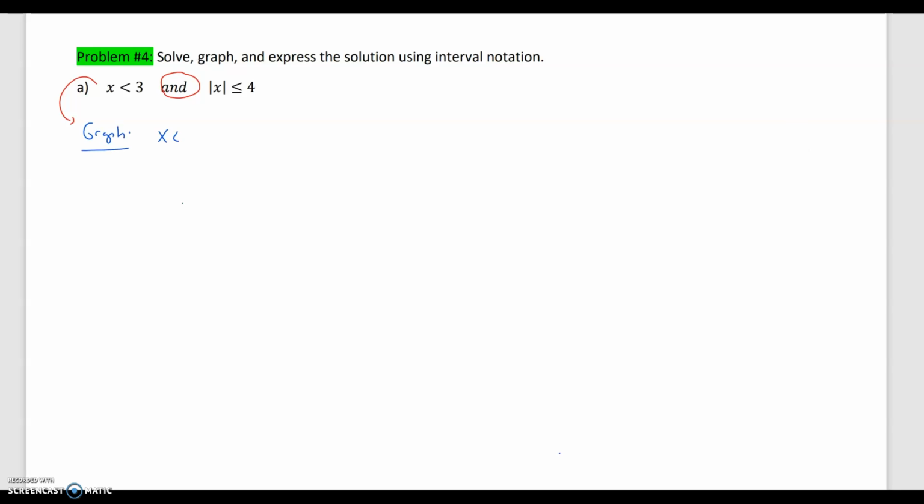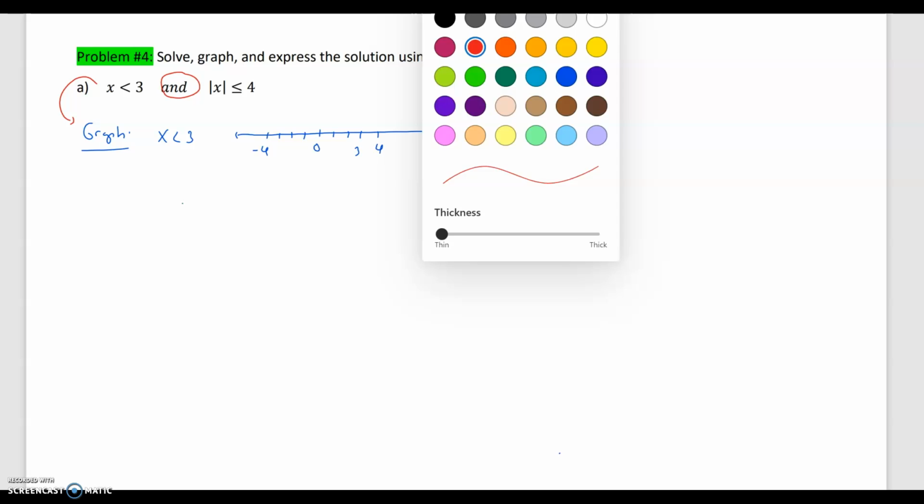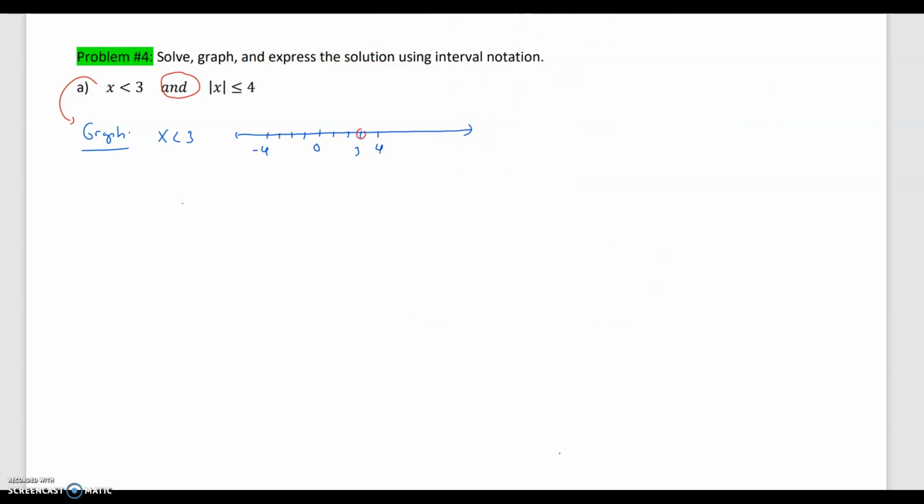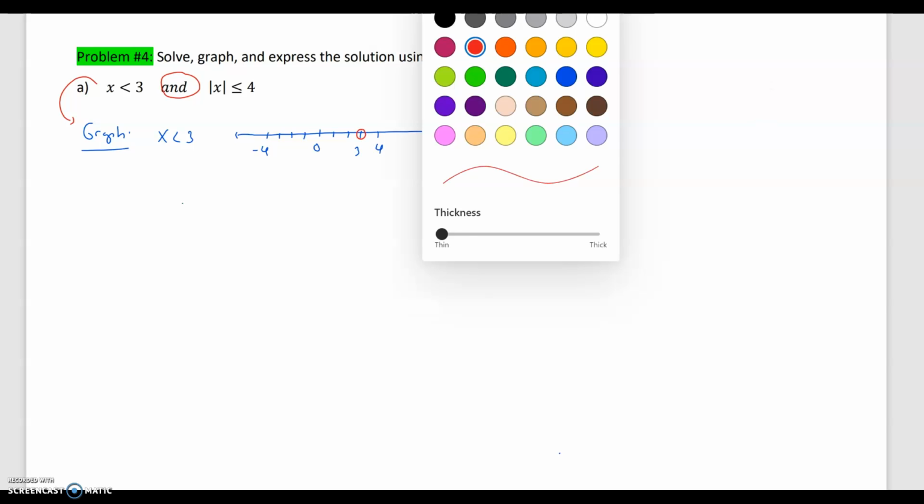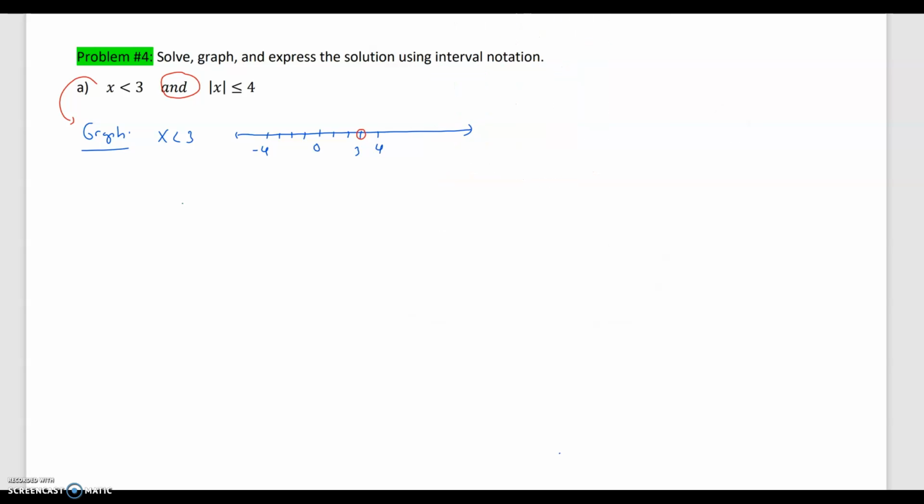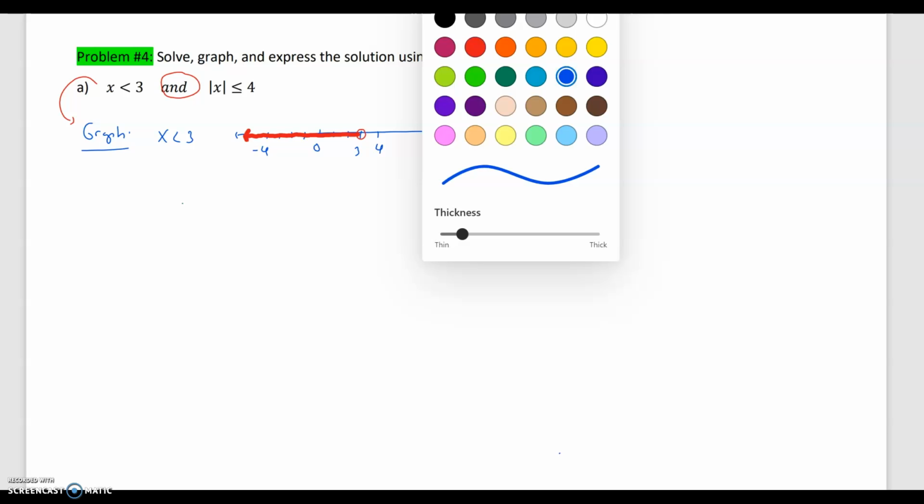In this case, x is less than 3. And this is so that we can dissect both of the solutions. So this is 0, 1, 2, 3, and I'm just going to put as a reference 4. And x is less than 3 actually means all the values to the left of 3, all the way to the negative infinity.